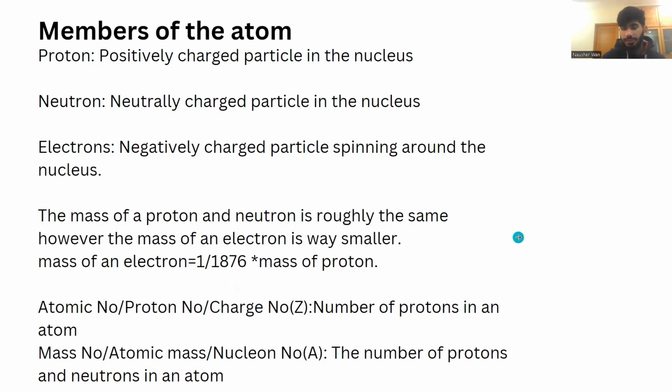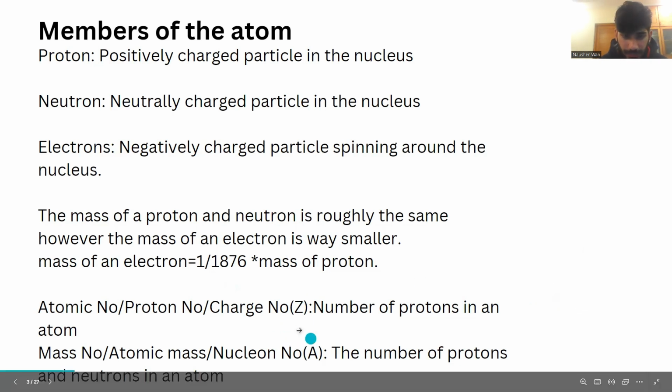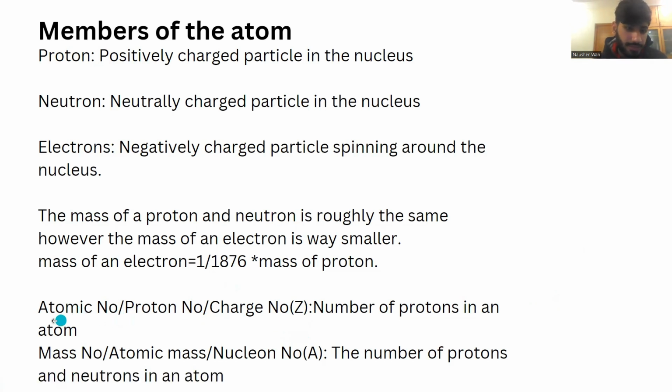All right, so these were the three main sections of your atom. Now, there's some terminology that you need to be aware of for this chapter. You have two numbers that you need to know. First is your Z, and it goes by multiple names. In your exam, it can look like an atomic number. They can call it a proton number, or they can call it a charge number.